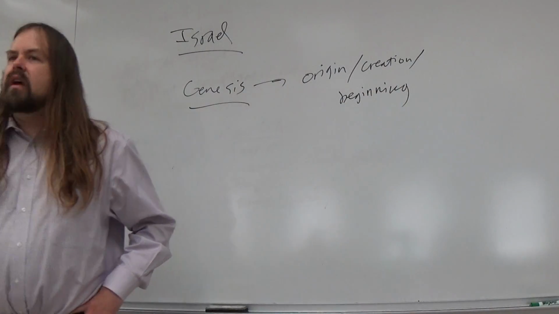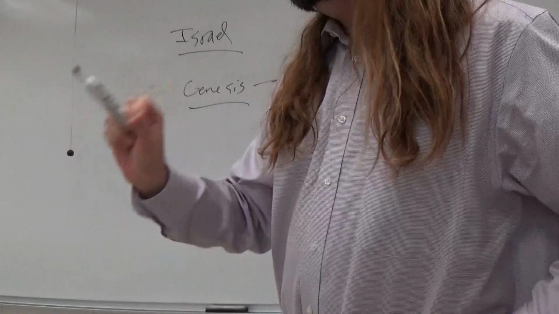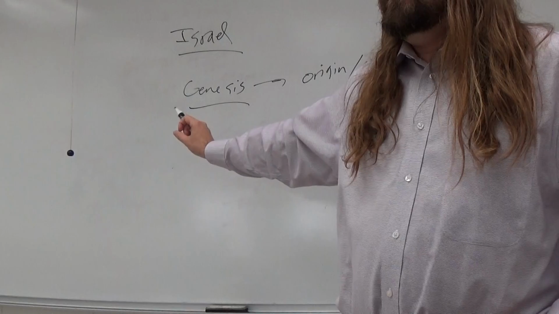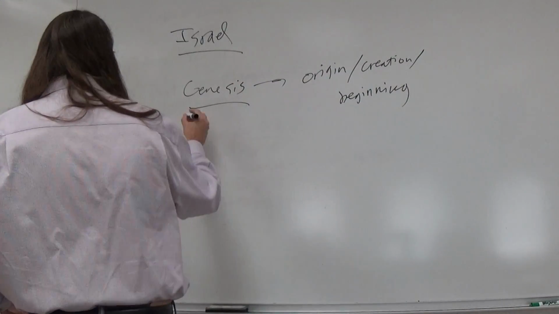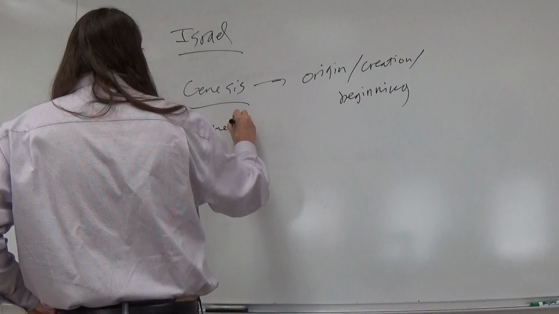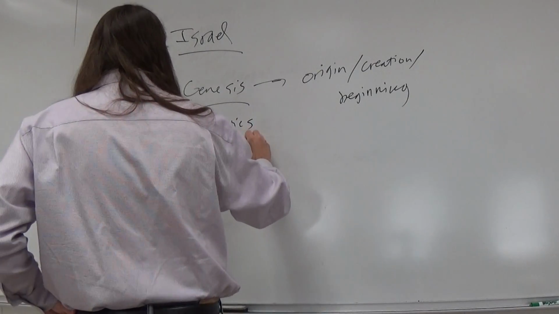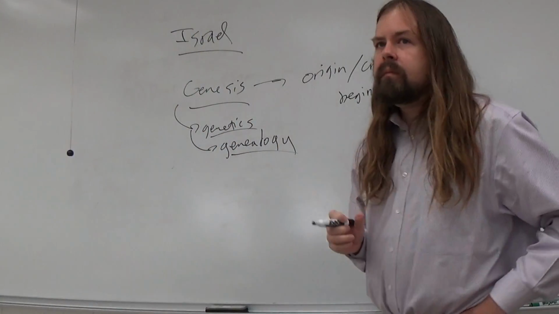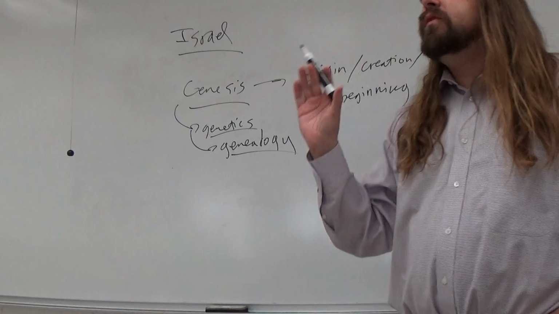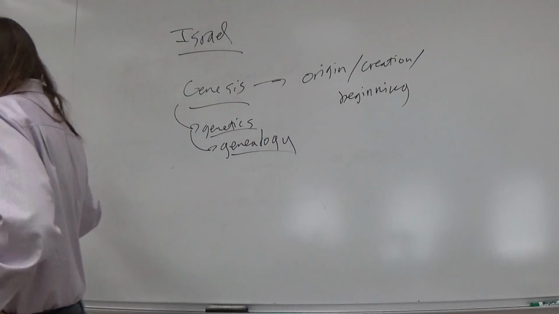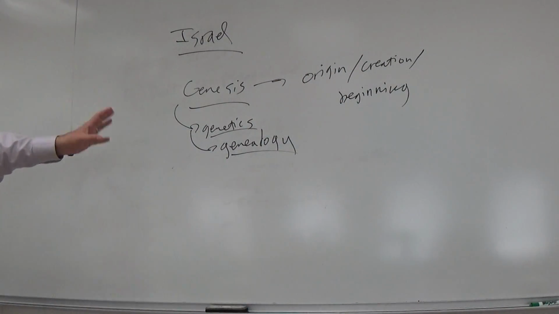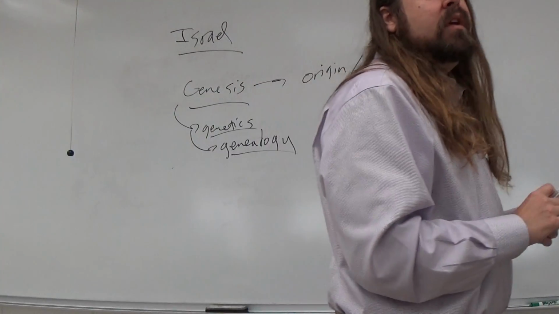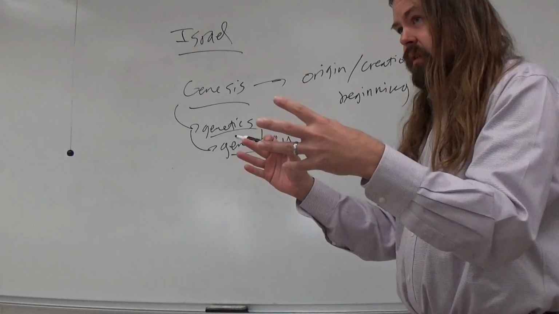And what other modern word can we see that obviously has the same root? Yeah, genetics, right? Or genealogy. And in a lot of ways, the book of Genesis is an extended genealogy of the people of Israel, the Israelites.